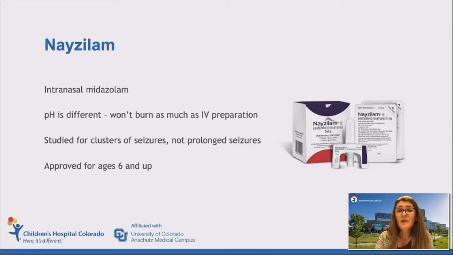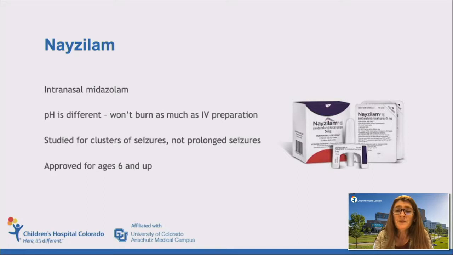The important thing for prescribers and families to know is that this was studied for clusters of seizures, not prolonged seizures. That doesn't mean that it can't be used for prolonged seizures, but this may have some insurance implications as they're approving this. So you may need to clarify what clusters of seizures on the prescription that you would like for it to be used. It's also only approved for children ages 6 and up. That doesn't mean that it won't work in children under the ages of 6. It just simply wasn't studied in that population. And because of the price of the medication, we're seeing that a number of insurers are refusing to cover the medication underneath the age of 6. So that's an important thing for people to be aware of.